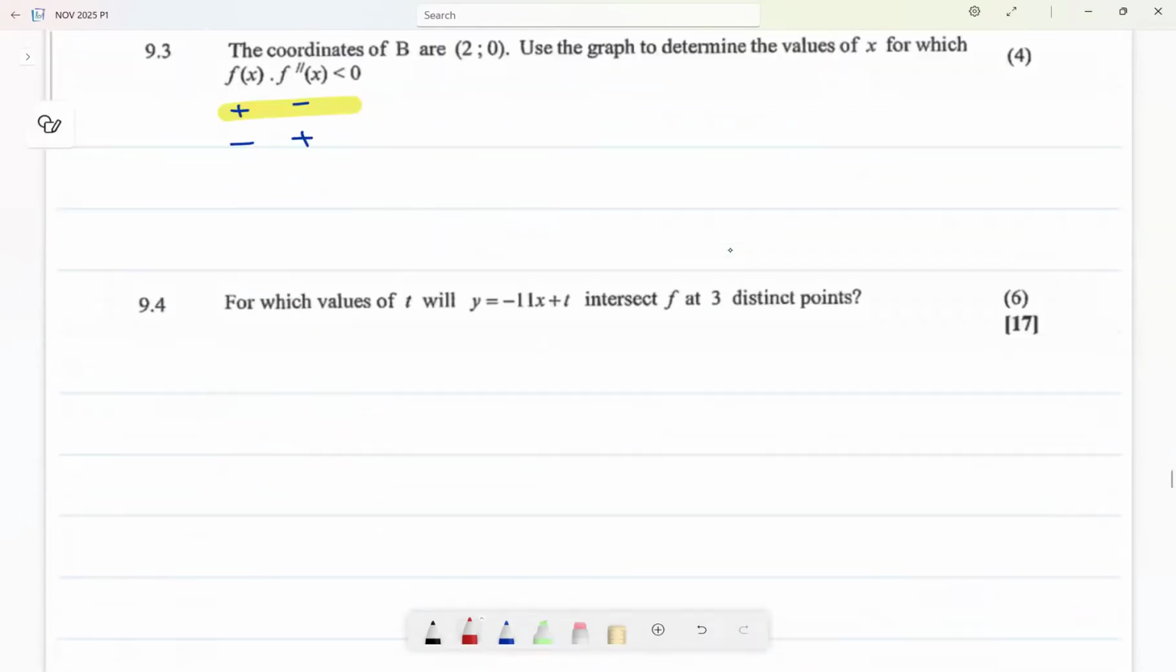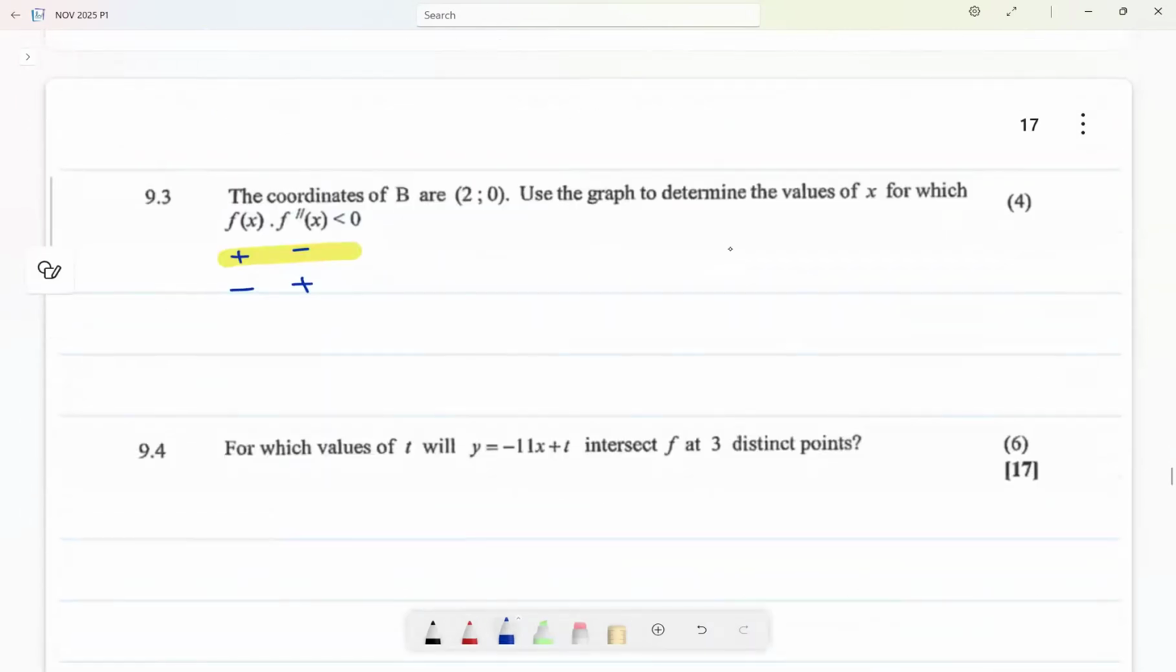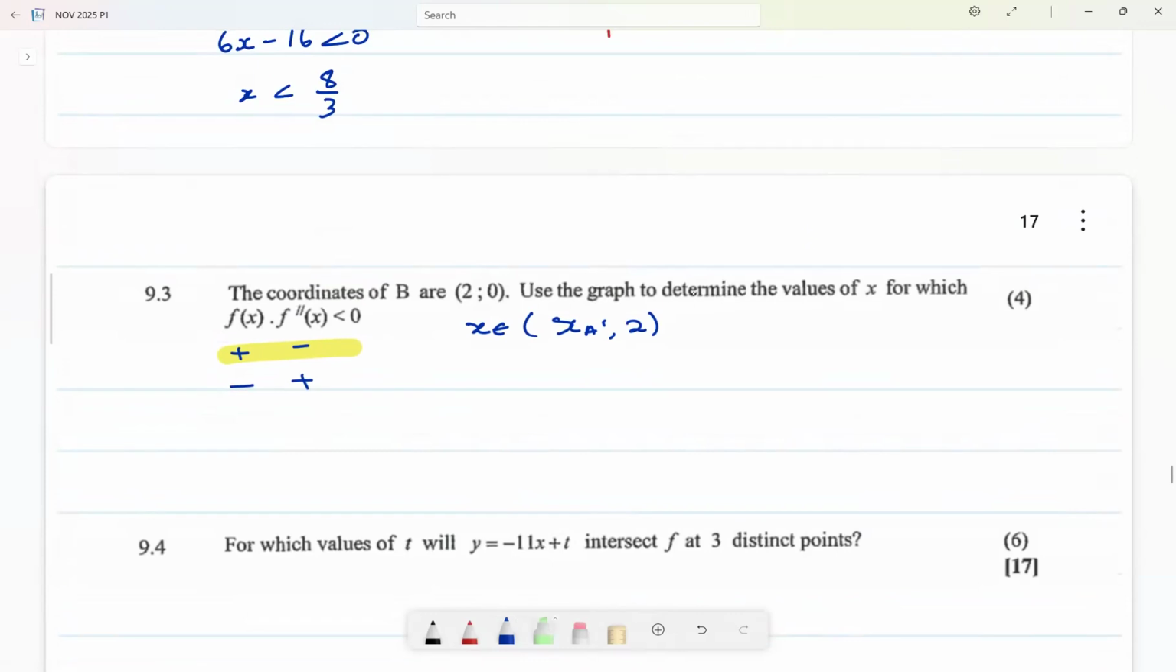Allow me to go back to the answer. I'm going to say x is an element from the x coordinate of A to 2. I'm going to come back to the x coordinate of A. I'm going to find it. Okay, let's look at the second interval.